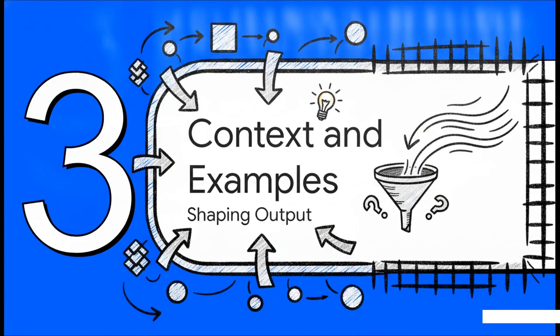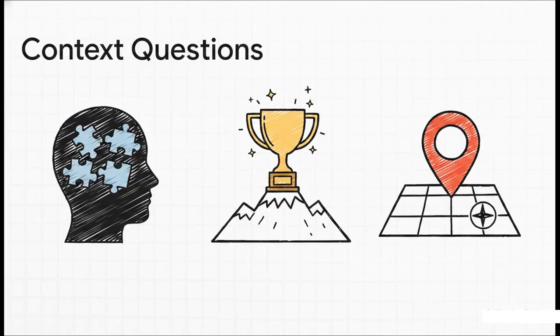Section 3, shaping output, context and examples. Now, context can be a little tricky because technically you could give the AI an infinite amount of background information. But to keep from totally overwhelming it, just ask yourself these 3 specific questions. What is the user's background? What does success look like? And what environment are they in?